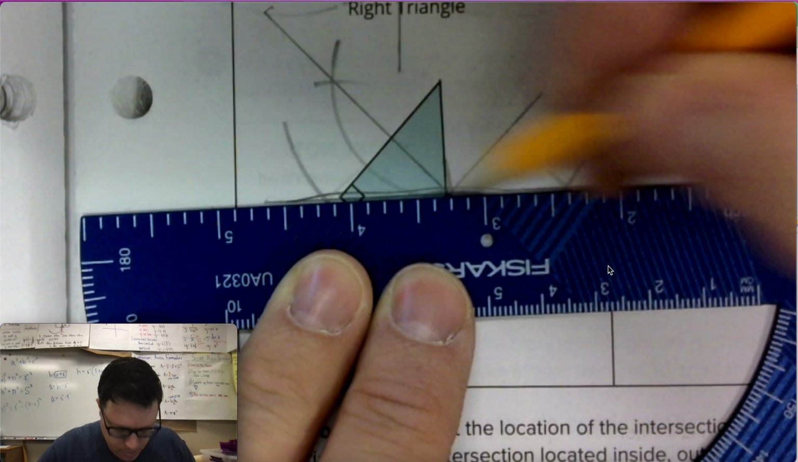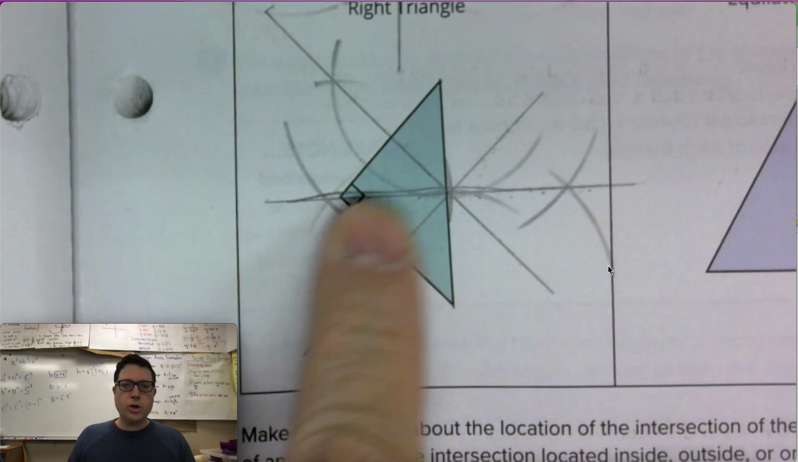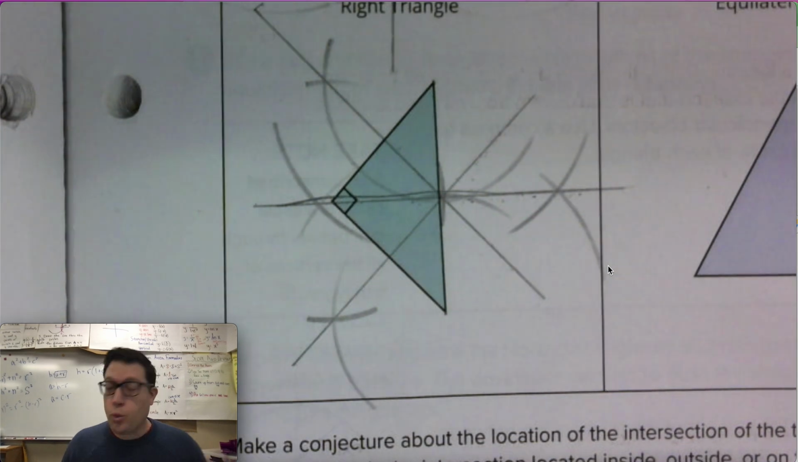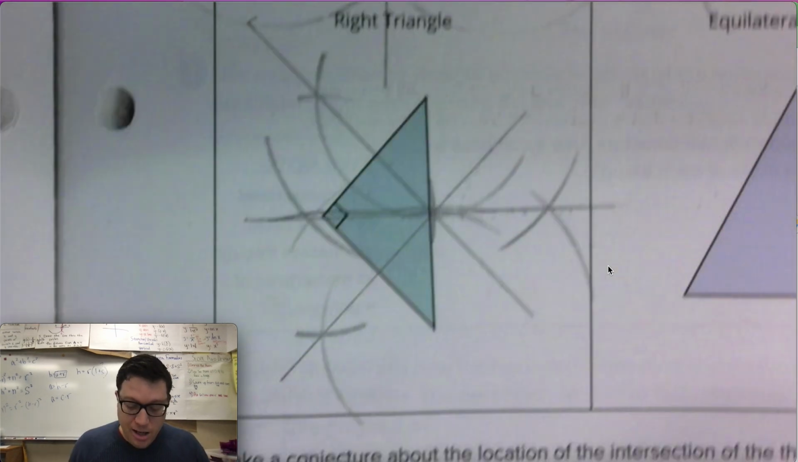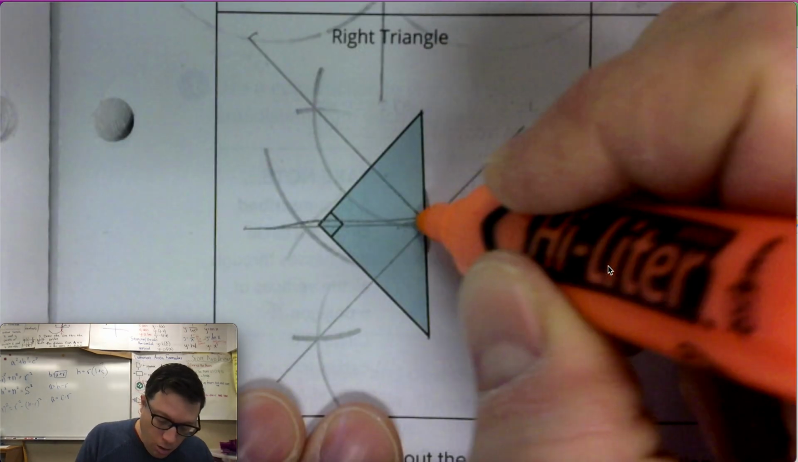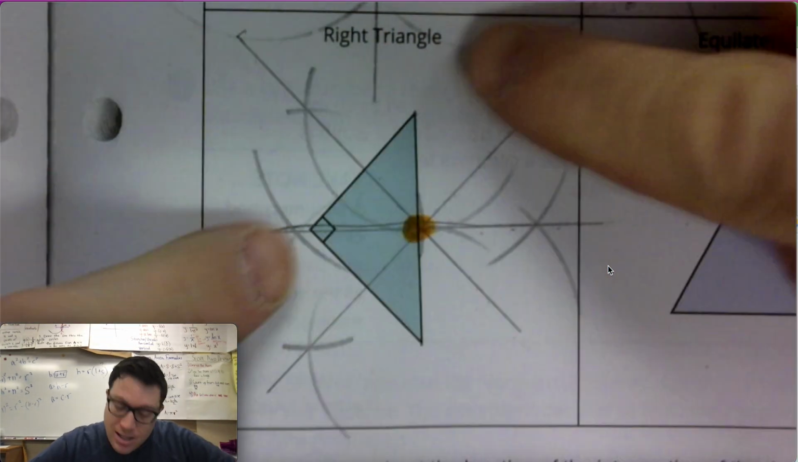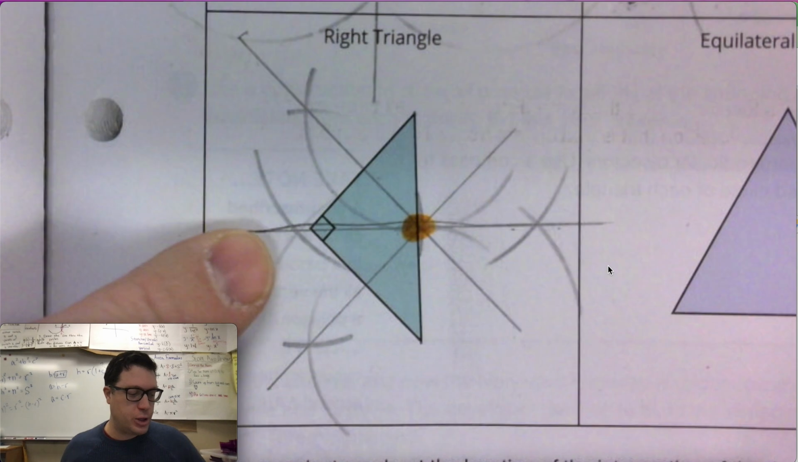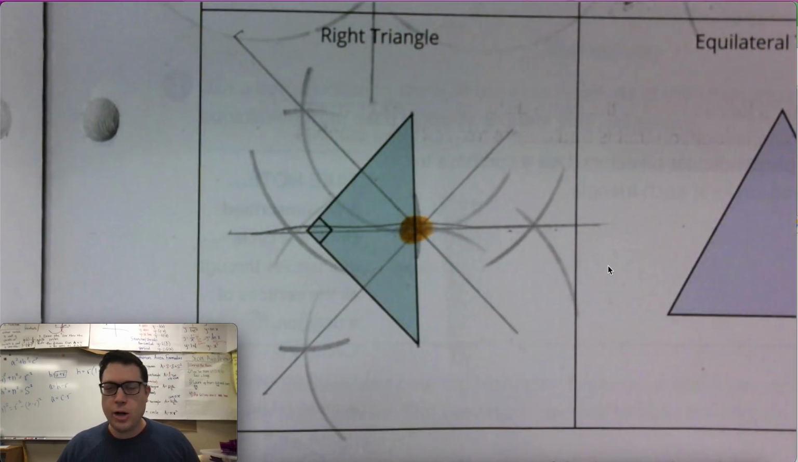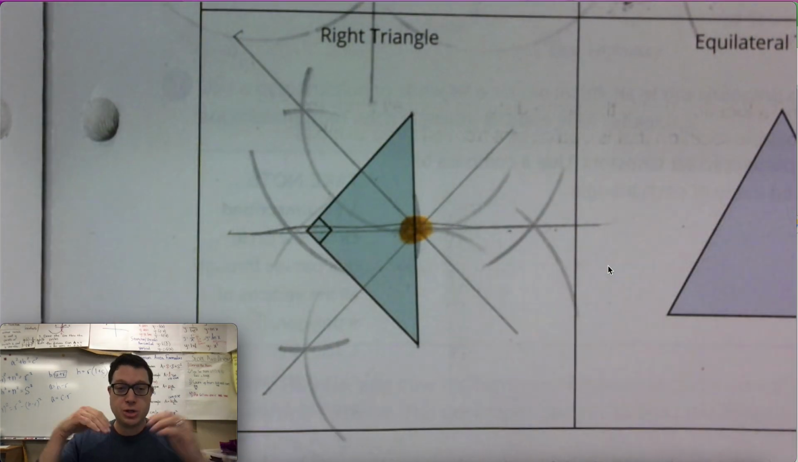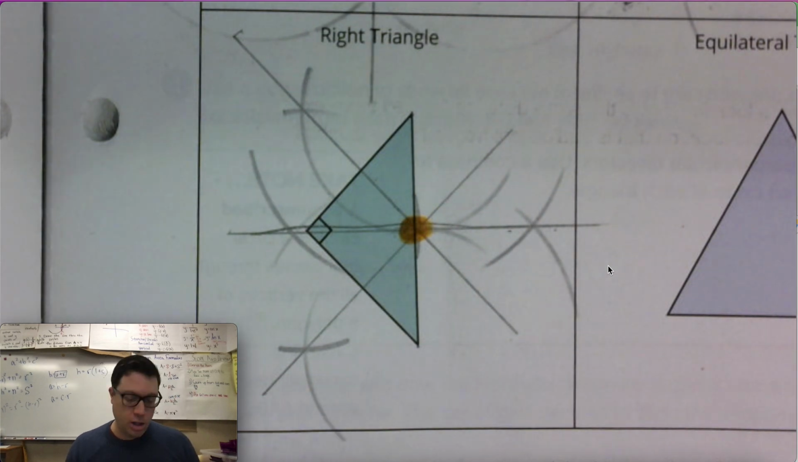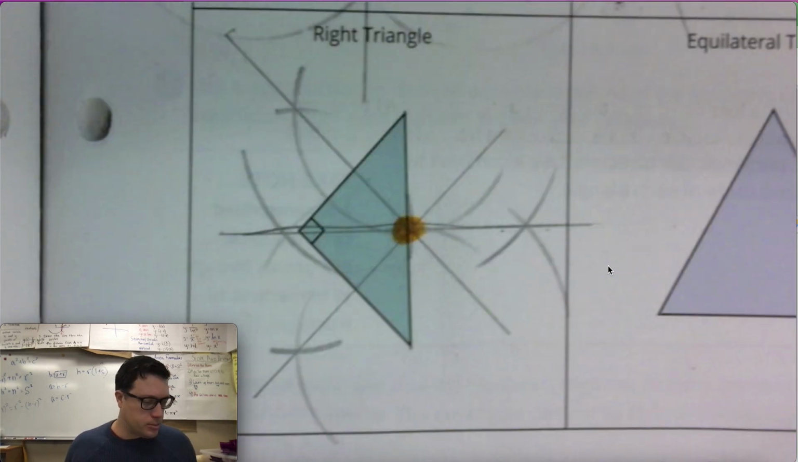Ah, missed it. Ignoring the little mishap that I had right there. In a right triangle, this is a special key notification. They all cross and actually are on that hypotenuse of the right triangle. So that will always happen. In a right triangle, the perpendicular bisectors will land on the center, on that hypotenuse.